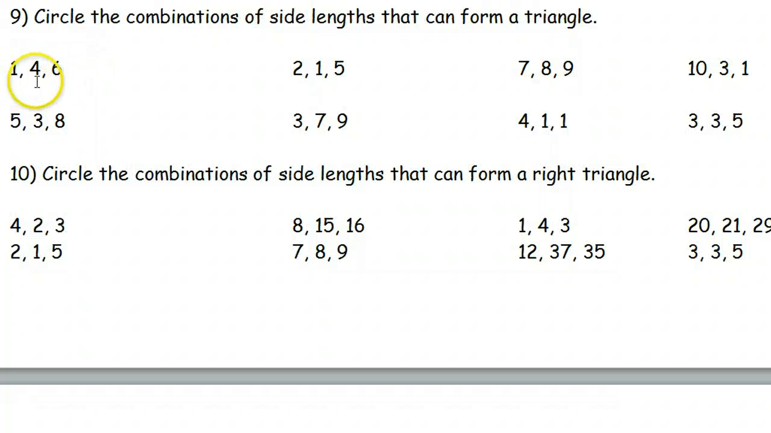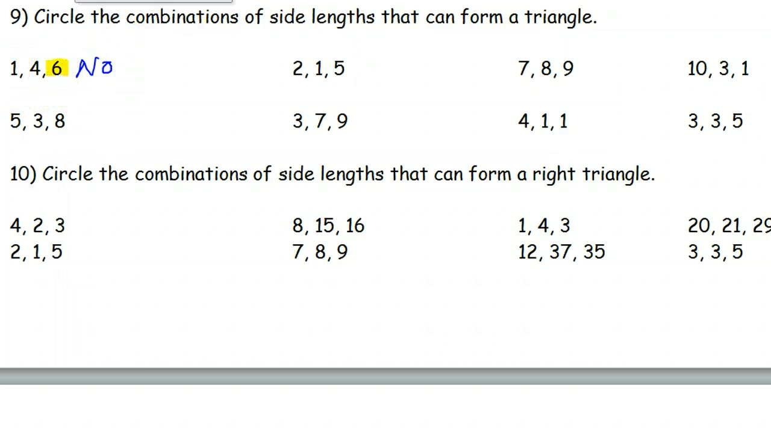Okay, so 1, 4, and 6. Will that make a triangle? Well, let's see. The bigger side is 6. 1 plus 4, that's 5. That's less, so that's a no right there. Let's put a no on that. Remember, the smaller two sides have to add up to more than the biggest.